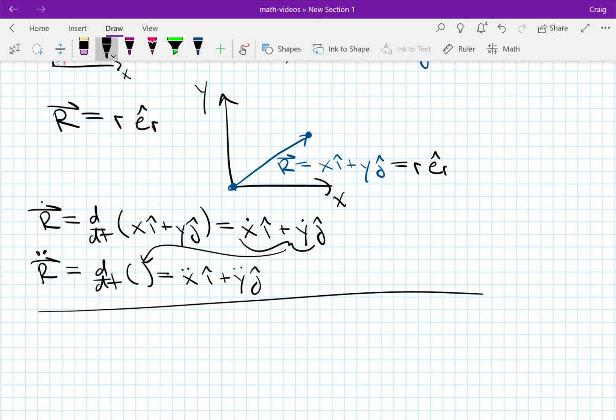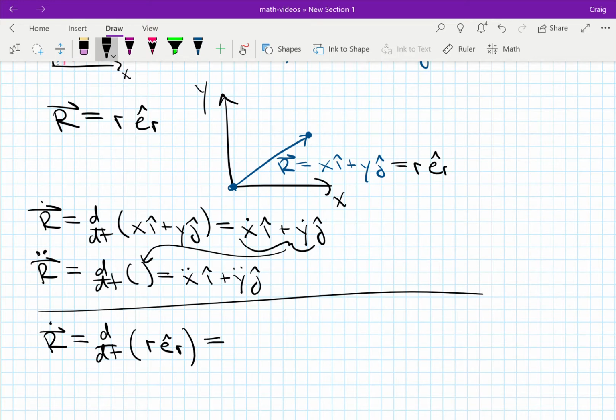So now if I look at my polar expression of the vector, r dot is d by dt. I'm just going to express it in my polar representation. So that's the distance away from the origin, and that's the unit vector that points along the distance away from the origin.